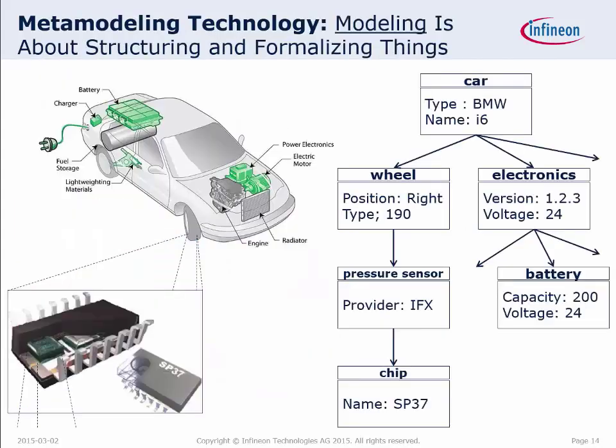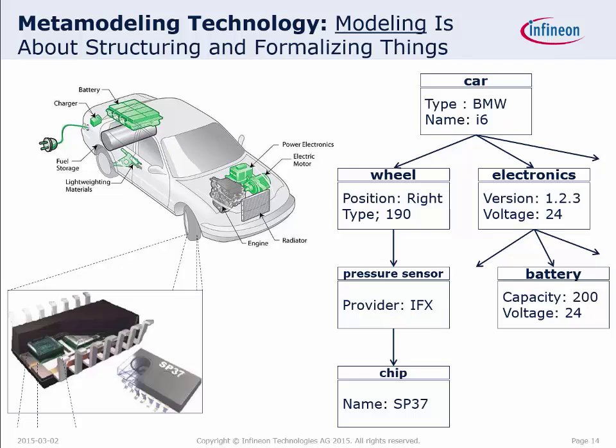When you think about metamodeling technology, modeling is about structuring and formalizing things. So you want to formalize, for example, your register specification. But it's not all about registers, which are covered by, for example, IP-XACT, or top level or design code. It's about formalizing all kinds of specification data. Even, for example, for your own resources, you can formalize everything. So here, for example, we have some kind of car.